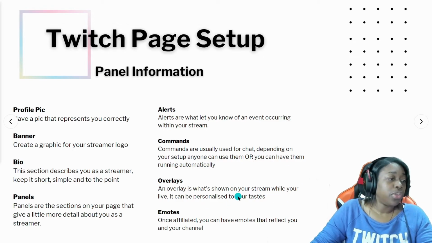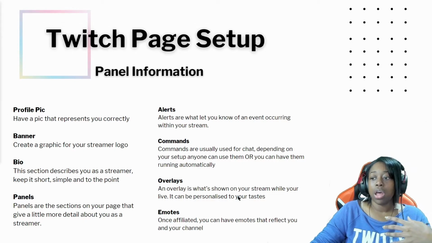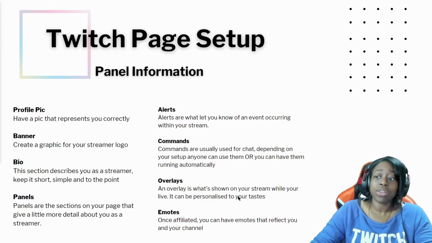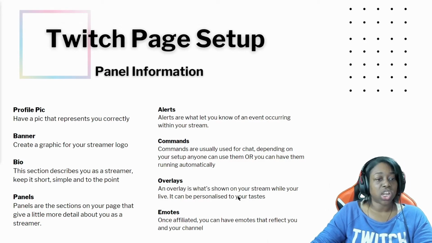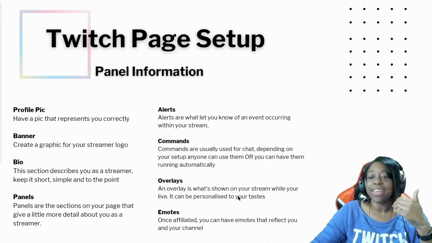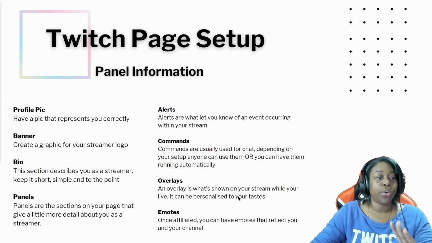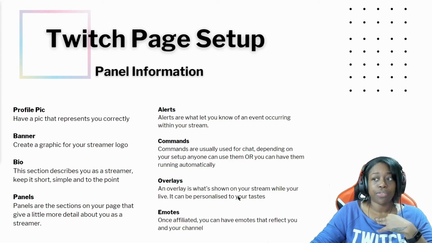Emotes. This is something that obviously a lot of people kind of want. This is what people are aiming for when they become affiliated. So once affiliated, you can have emotes that reflect you and your channel. Now, what I would actually like to suggest with things like this is at least have one emote ready. Now, you can use places to get your emotes made for you, like Fiverr. Personally, I do not like Fiverr. I don't like Fiverr because there are a lot of things that are more shambolic on Fiverr.